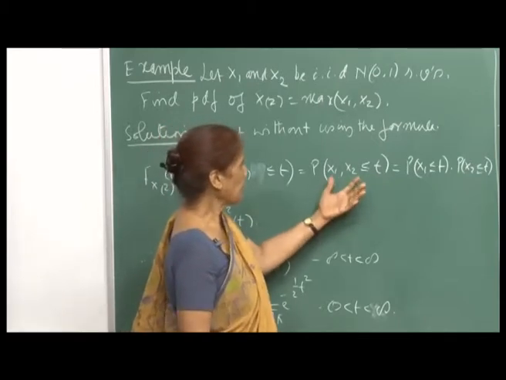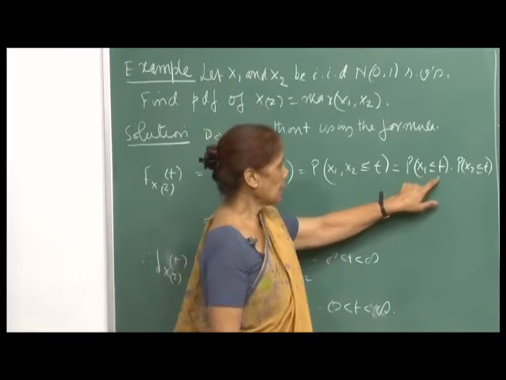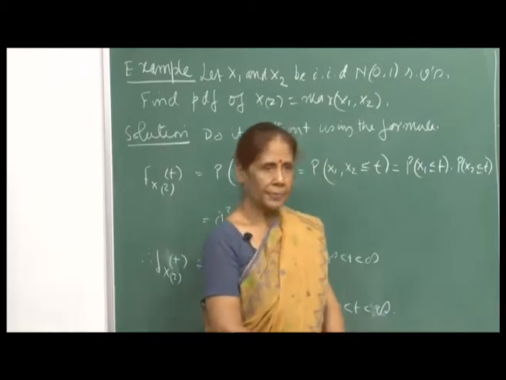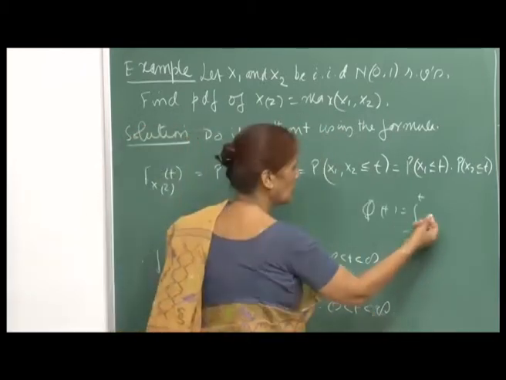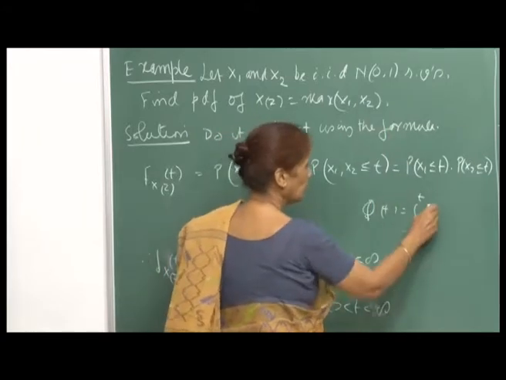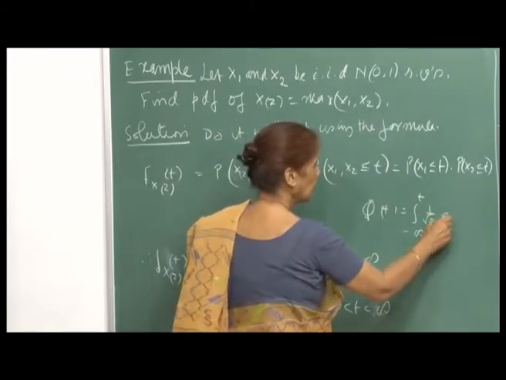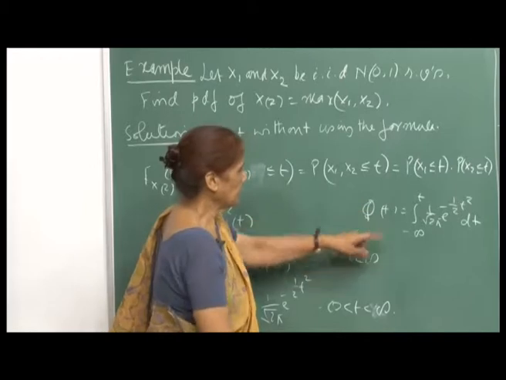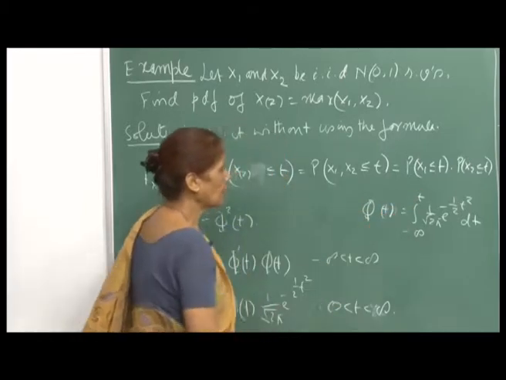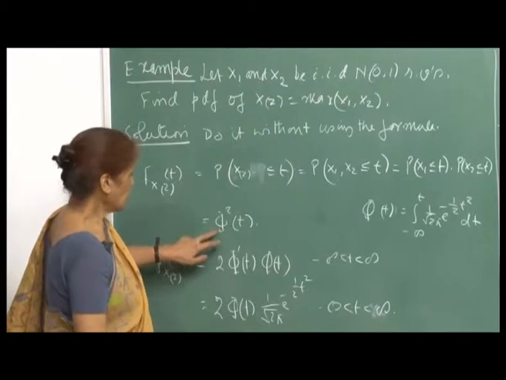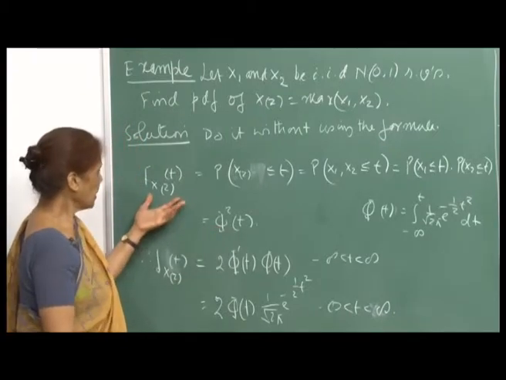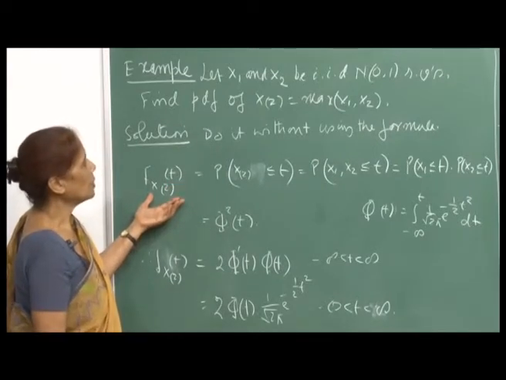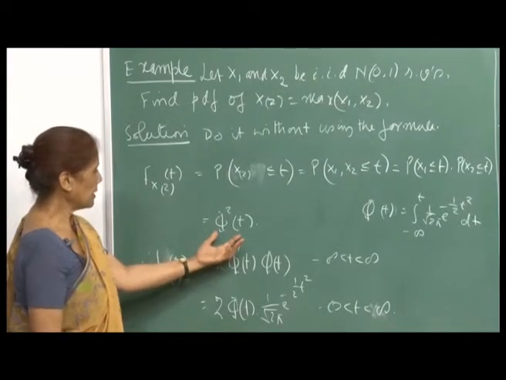Since they are independent, this is equivalent to the probability X_1 less than or equal to t times the probability X_2 less than or equal to t. For a normal 0 1, this is the integral of 1 by root 2 pi e raised to minus 1 by 2 t square dt. This is our notation phi of t for the standard normal distribution. Therefore, this will be phi square t. So the cumulative distribution function for the max of two sample values X_1 and X_2 coming from a normal 0 1 is given by phi square t.